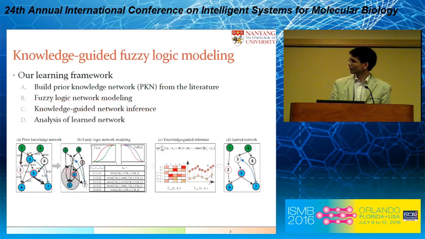Okay, so we apply this approach to a specific signaling pathway of cancer. We have this pipeline of four stages. First, we build a network model from the knowledge, and then we use a fuzzy logic model to simulate the phosphorylation. And then we compare the simulated data with the real data and try to optimize the parameters and the structure of the model so that they fit each other well. And then we can infer the learned network.